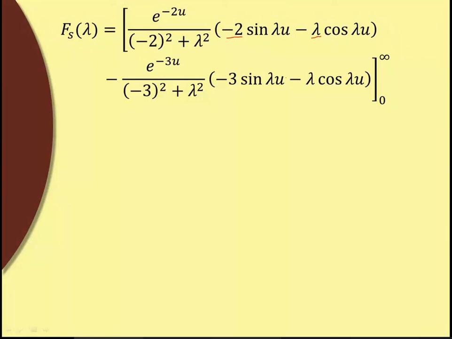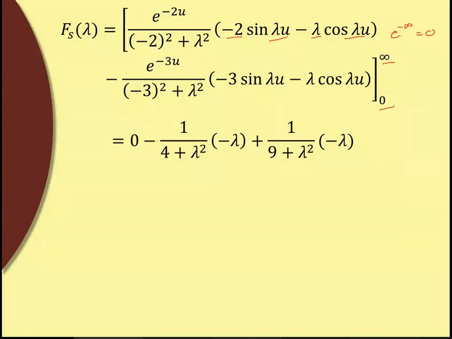Now substitute the upper and lower limits. Same thing we do for the second term. Now put the upper limit and lower limit. Okay, at the upper limit we get e raised to minus infinity, and that is nothing but 0. And at the lower limit, sine 0 is 0, cos 0 is 1. Okay, so use that. It gives us the term minus of 1 upon 4 plus lambda square into minus lambda, minus minus becomes plus 1 upon 9 plus lambda square. This will be 0, sine 0 is 0, cos 0 is 1. It will be minus lambda.